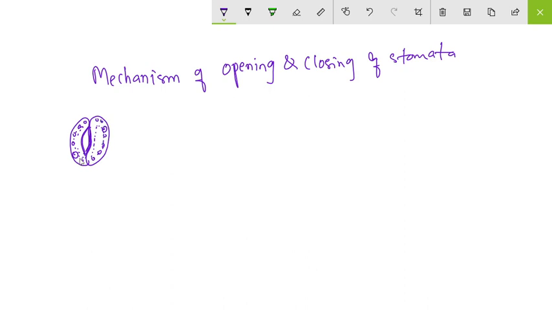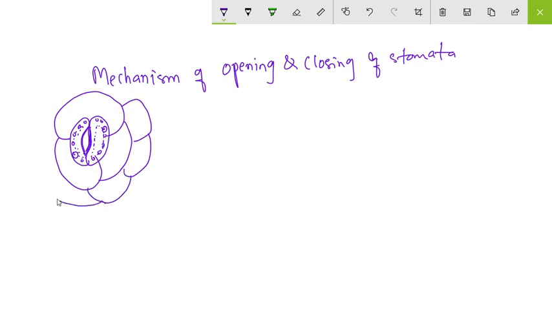So this is the stoma, or the pore, which is guarded by two kidney-shaped guard cells. These guard cells are surrounded by the subsidiary cells, and the subsidiary cells are again surrounded by the epidermal cells. This is the general structure of the dicot stomata.